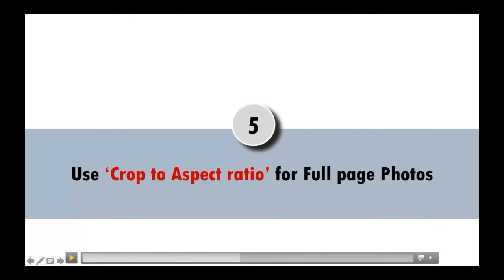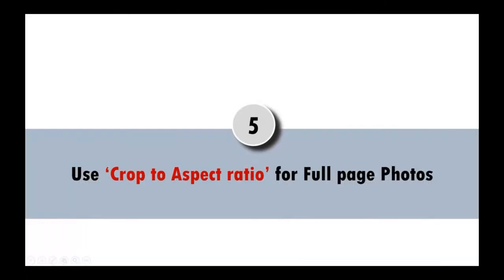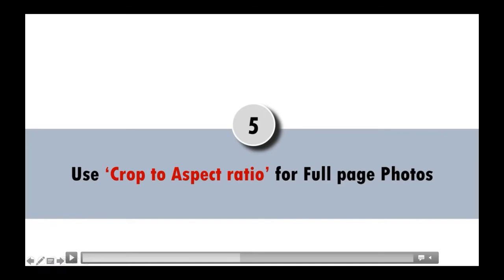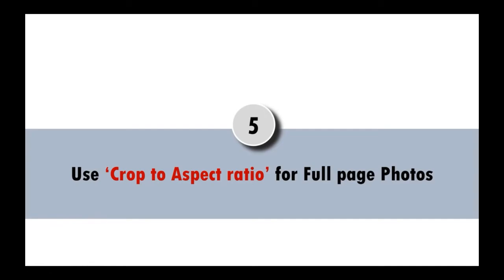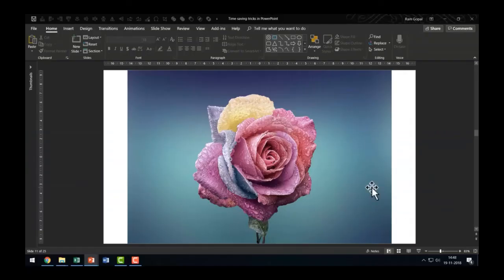The next trick is crop to aspect ratio. Sometimes, for example, if you are preparing a graphic style presentation and you need to insert a picture which is not exactly the same ratio as your page, for example 16 by 9, how can you make it fill the full page? Just follow the steps I'm going to perform. It's a picture, but it's not covering the whole page. So how can we do it?